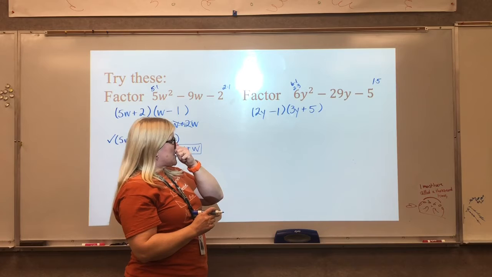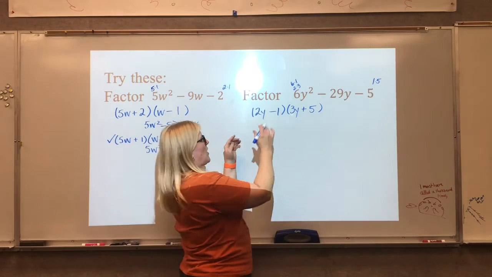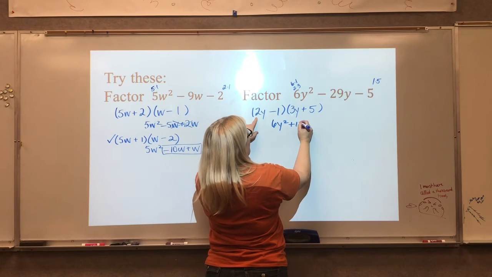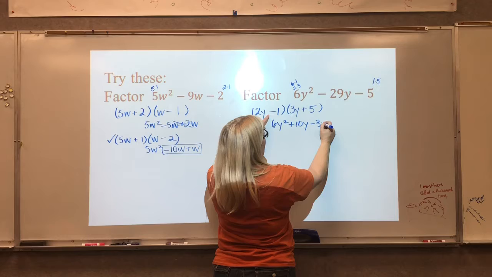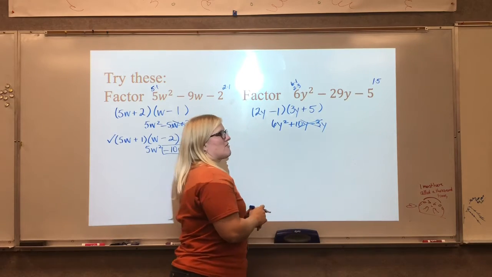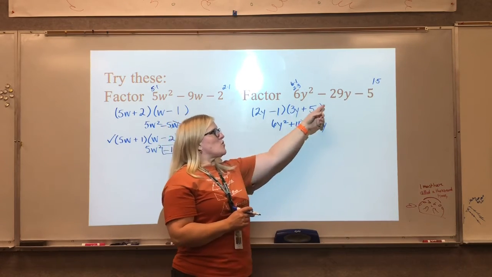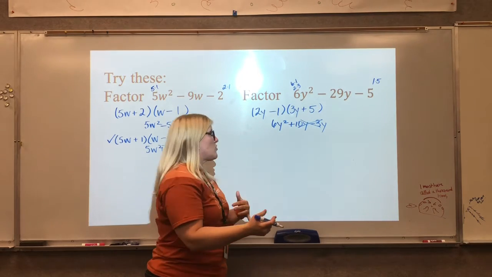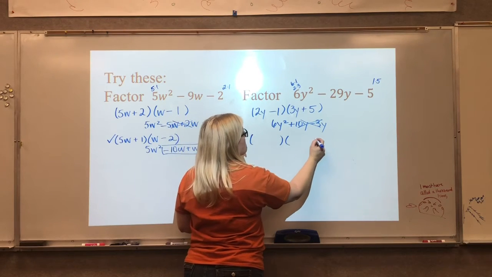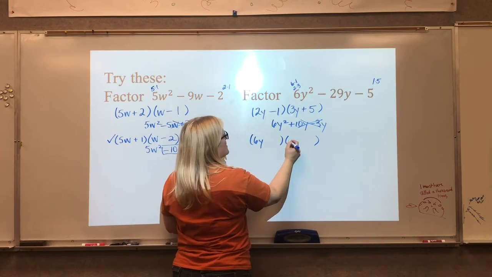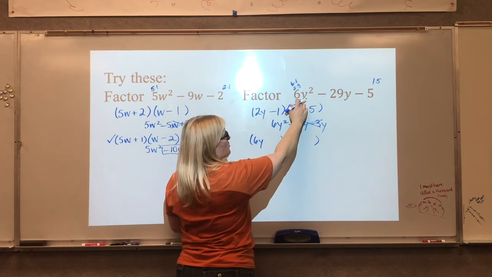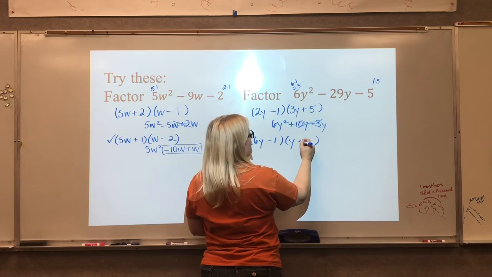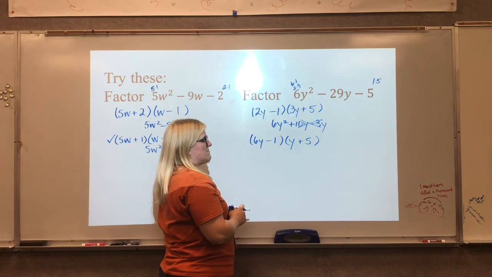Okay, so I'm going to FOIL now. So this gives me 6y squared plus 10y minus 3y. Okay, I can stop. That's not going to give me what I want. So I think, since 29 is such a big number, I'm going to throw in a 6y and a y. So let's try that. So we'll try 6y times y gives me 6y squared. And let's do a negative 1 and a positive 5, just for fun.